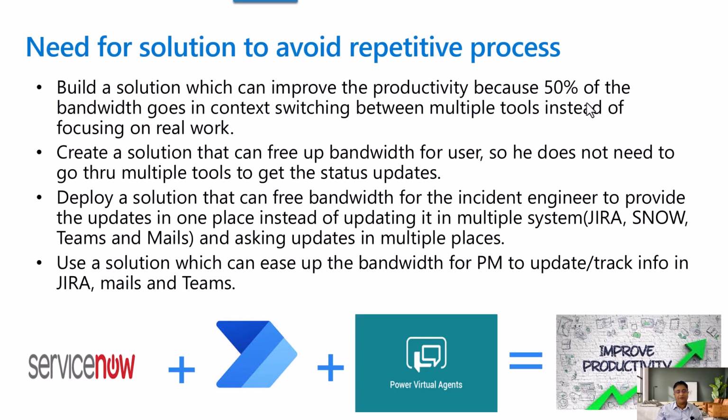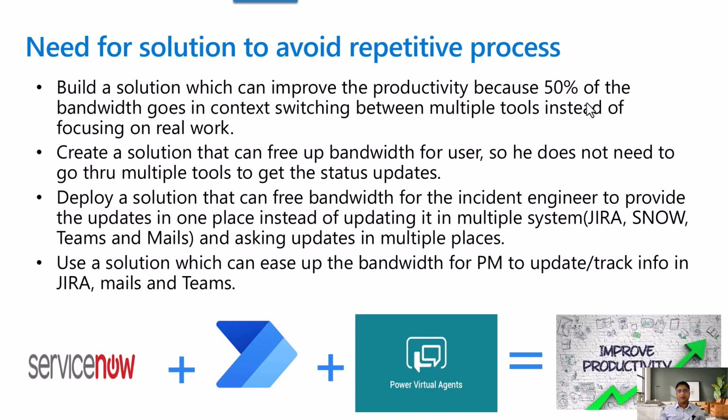So now you might be thinking that this is a big issue, right? And you might be experiencing the same problem. So what is the solution? Let's find out. For this, we need to build a solution which can improve productivity, because 50% of your bandwidth is going into context switching from one tool to another tool. And as per the latest research, the more context switching happens in a process, the more cycle time you waste. So you have to avoid this context switching from one tool to another.